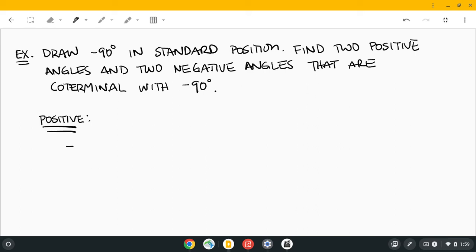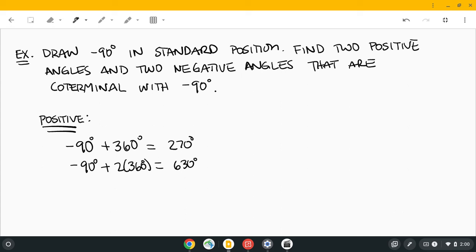Okay, so we have negative 90, right? So if I want to find a coterminal, then I add 360. Okay? So if I add 360, I get 270. So there's one answer. Okay? If I want to find another one, then I can add 360 to that. Okay? So I can add 360 two times. Okay? If I add negative 90 plus two 360s, then I get 630. Okay? So there are my two positive angles.